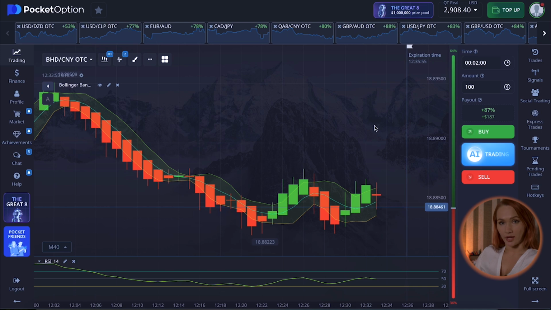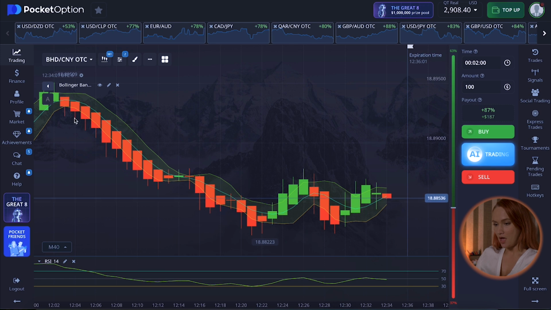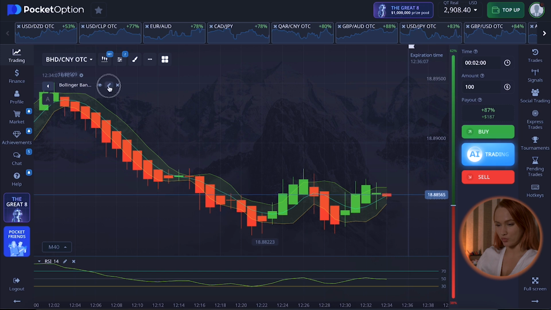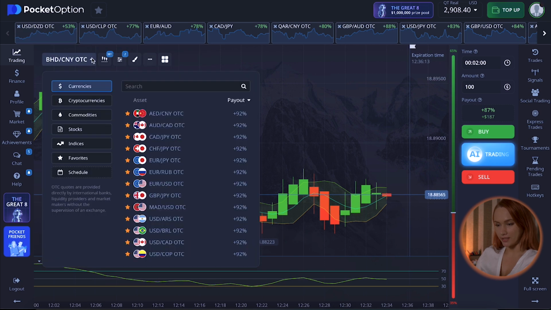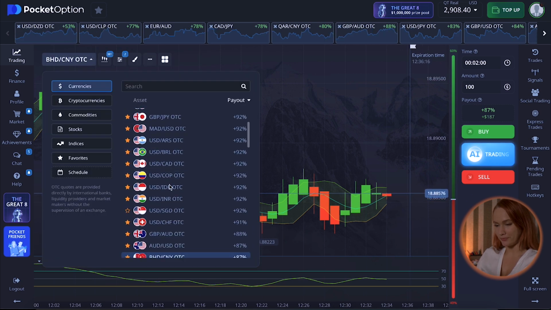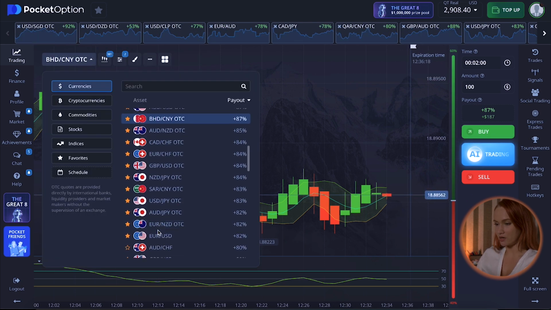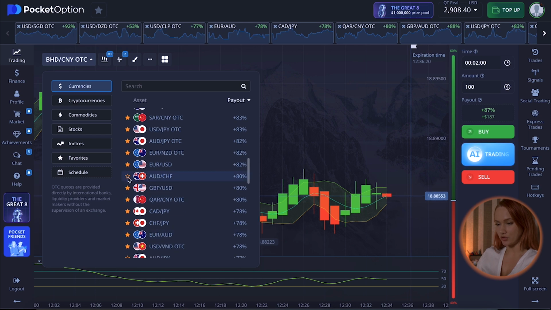Now let's move on to practice. The practical part is dedicated to the strategy that we studied today. I have already made all the settings and I opened 2 Bollinger Bands indicators with settings and RSI. We will now select currency pairs with a payout of 70% and higher and start trading.